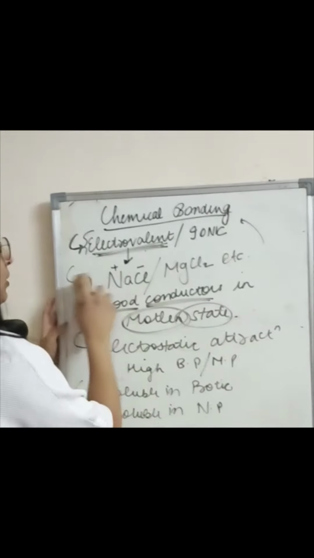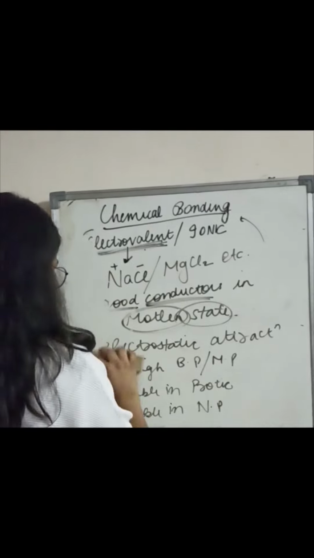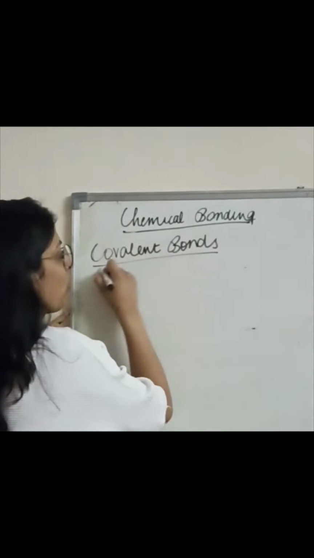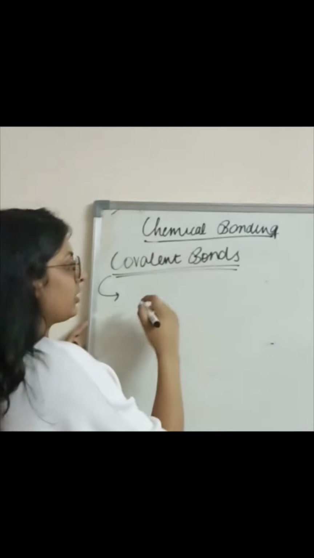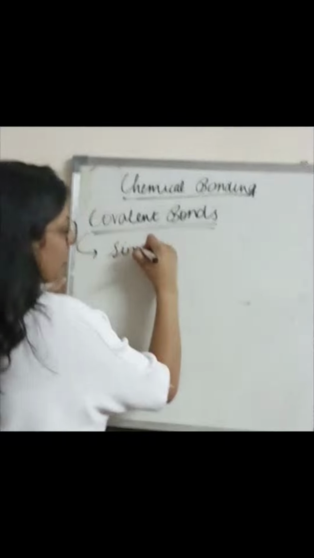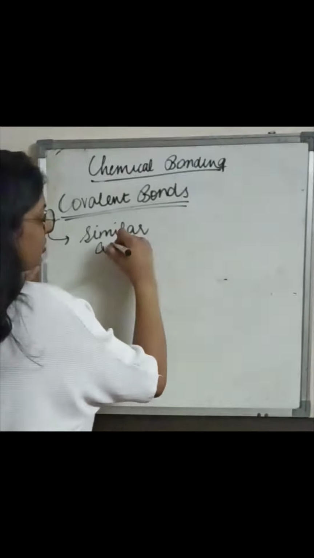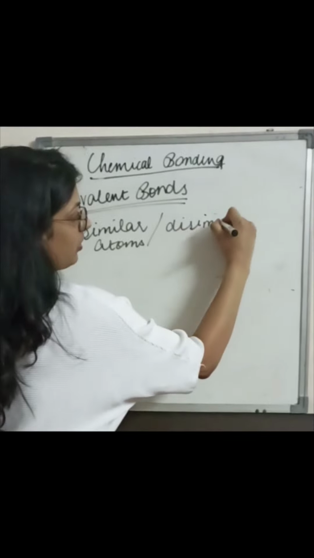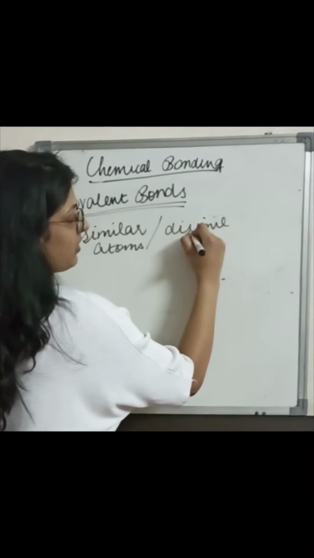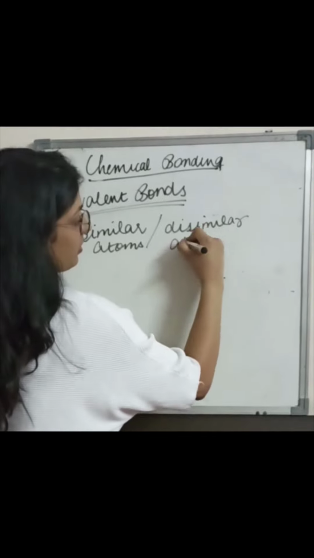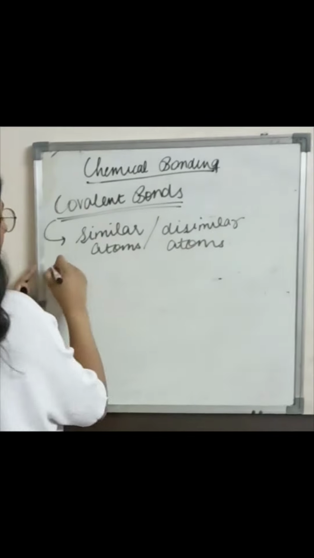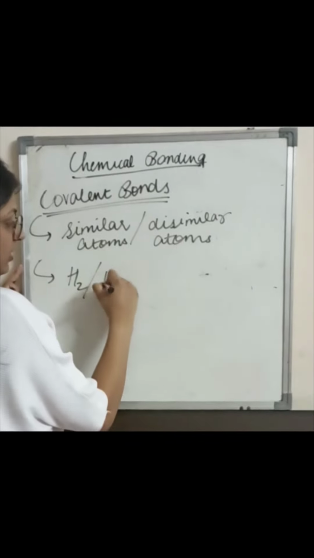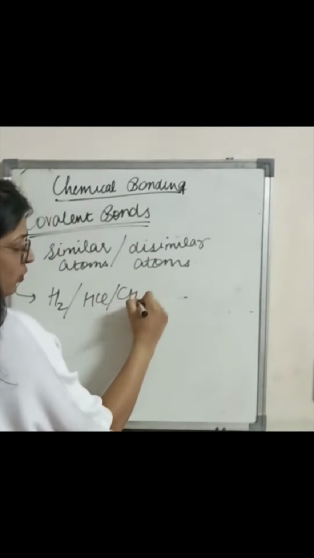Now we are going to discuss the covalent bonds. The covalent bonds are usually formed between similar atoms or dissimilar atoms. For example, we see hydrogen, HCl, CH4.